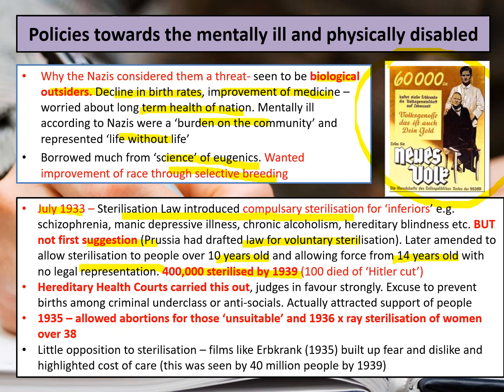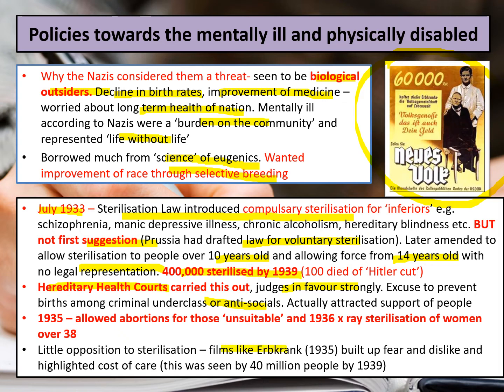This was carried out by the hereditary health courts, and there were lots of judges that strongly supported this policy and didn't have a problem with being part of this sterilisation law. They decided to try and use this not only to sterilise people that were mentally ill or physically disabled, people that had hereditary conditions that would be passed on to future children, but they also used this policy against Roma and Sinti gypsies, and also people that they saw as antisocial or asocial. And generally, as we've mentioned, it was supported by the German population.